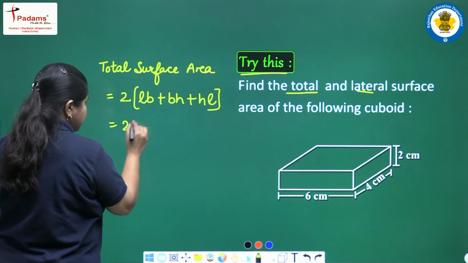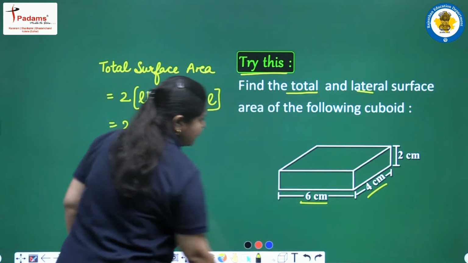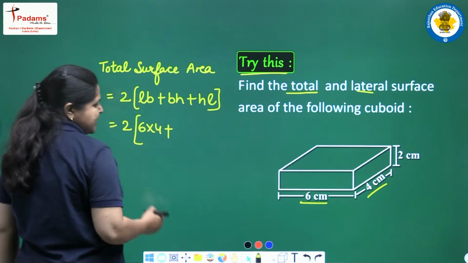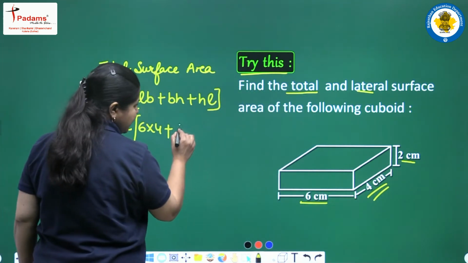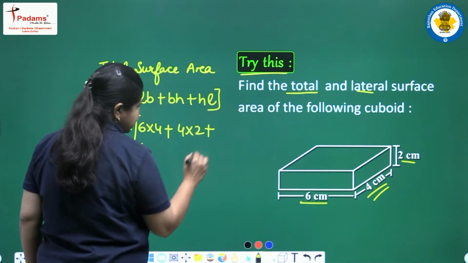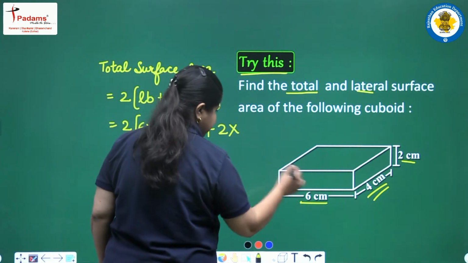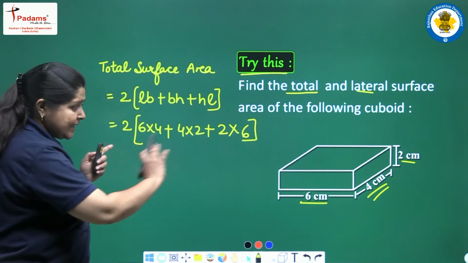Now this will be 2 into LB. L is 6 centimeter and B is 4 centimeter. So 6 into 4 plus BH. B is 4 and H is 2. So 4 into 2 plus H into L. H is 2 centimeters and L is 6. So 2 into 6. Getting it? Easy है, connect कर लीजिए figure से.